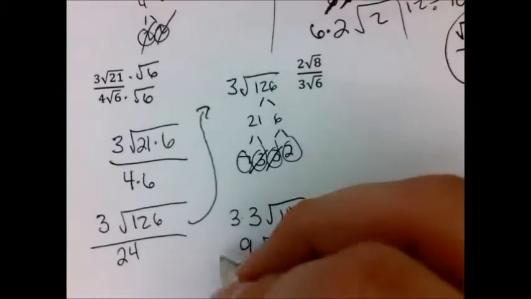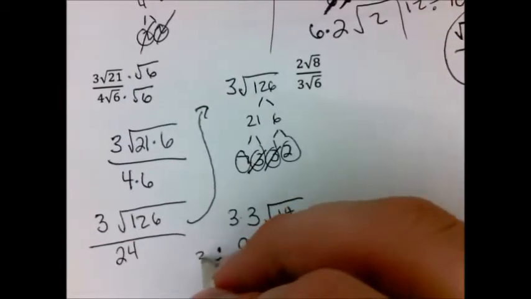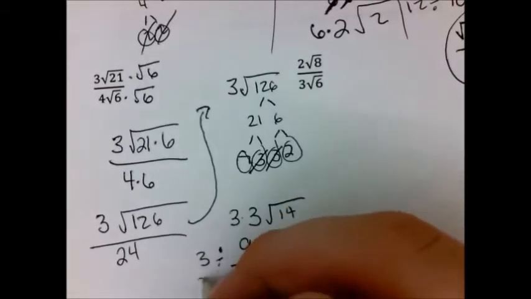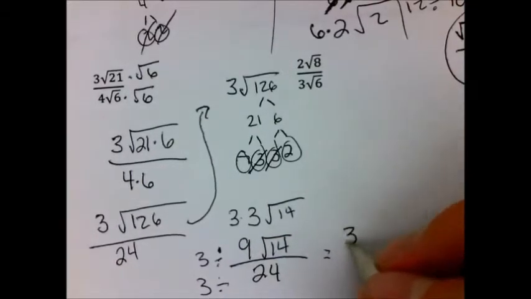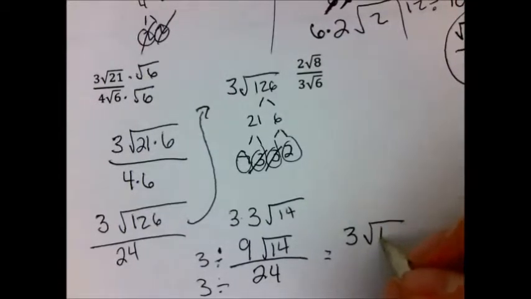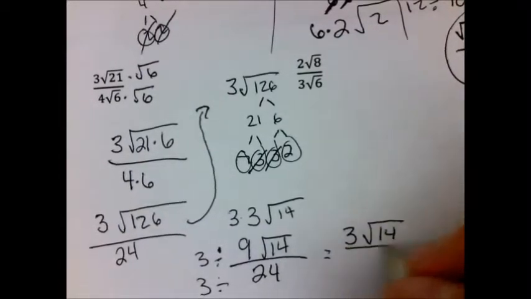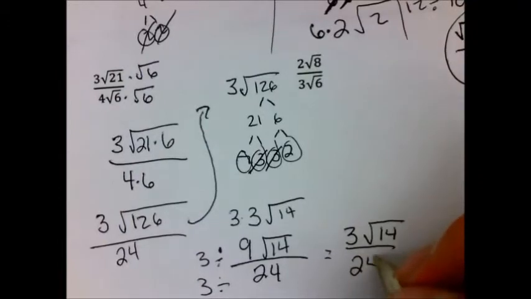Top and bottom can both be reduced by 3. So if we do that, we should get 3 square root 14 all over 24.